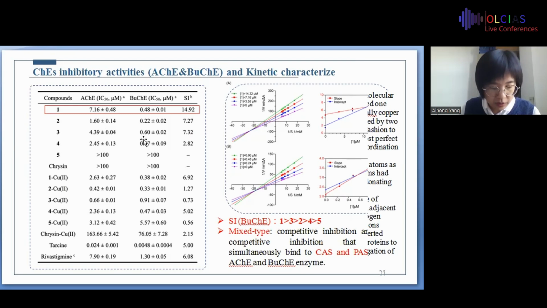They were selective inhibitors toward BuChE. Compound 1 as the most promising candidate exhibited the highest selective BuChE inhibition. To gain further insight into the mechanism of inhibition of this class of compounds on ChE, kinetic studies were performed on the inhibitor 1. The results in the right figure indicated that compound 1 was a mixed type inhibitor of competitive inhibition and non-competitive inhibition that could simultaneously bind to the CAS and PAS of enzymes.